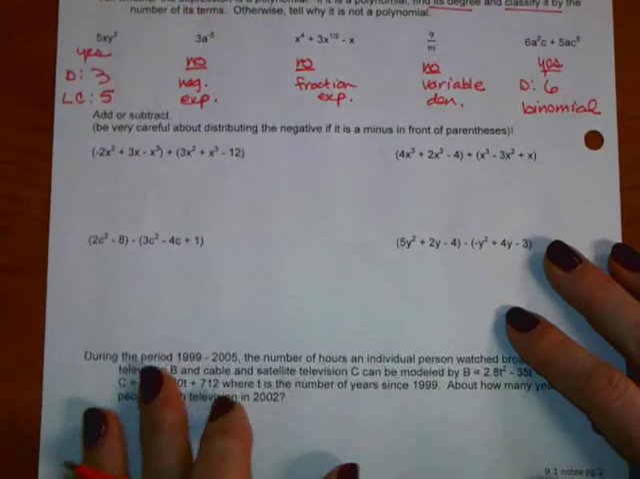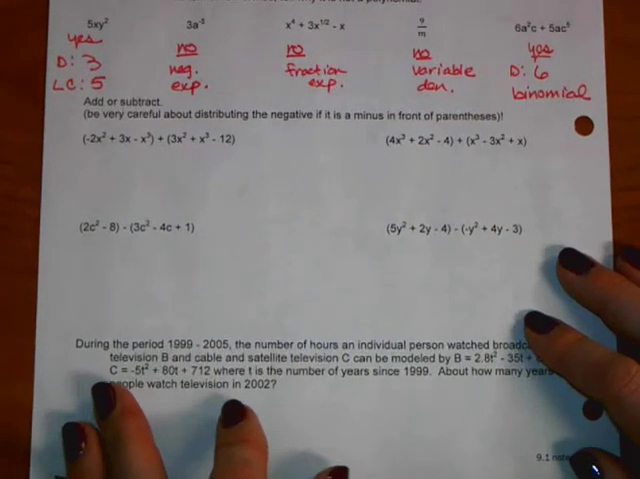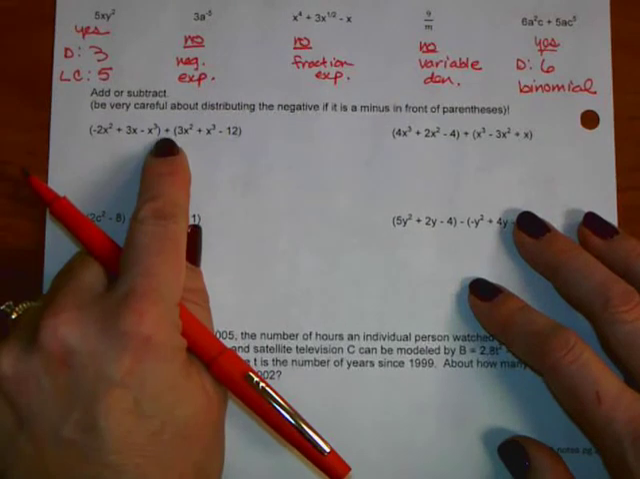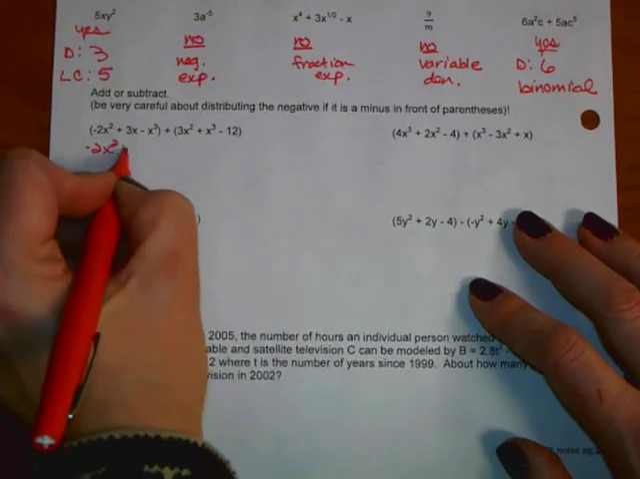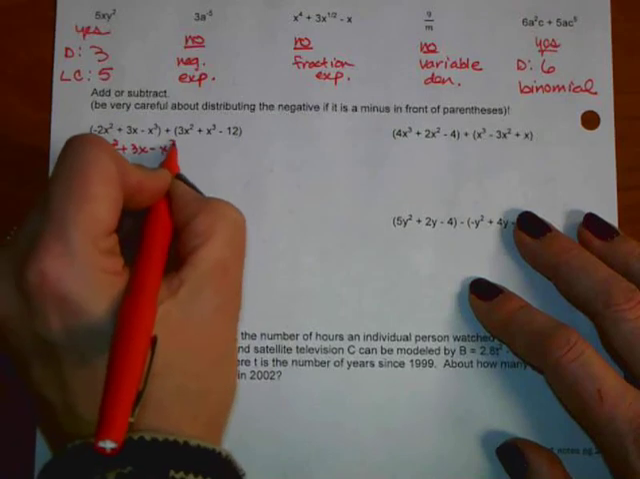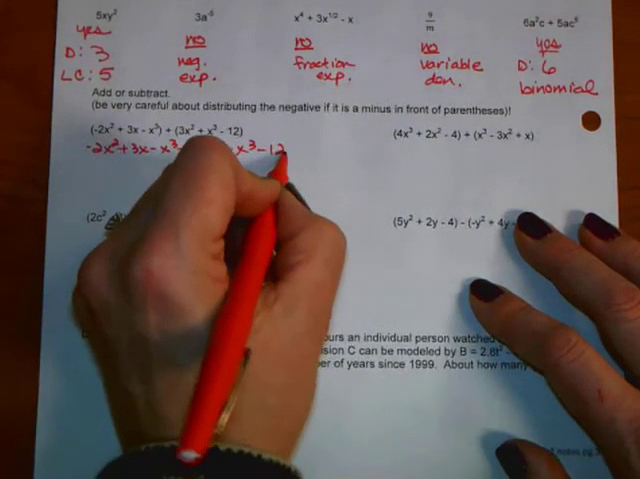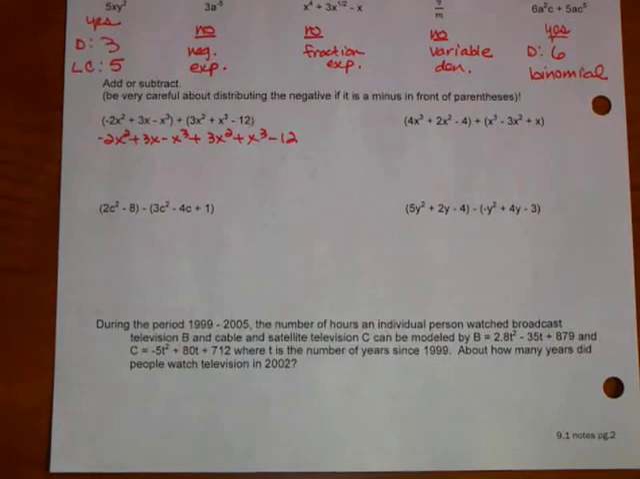Okay, couple more things we have to do. Add or subtract. Be very careful about distributing the negative if it is a minus in front of the parentheses. Here, it's not a minus, is it? We're just adding all these like terms. So I'm just going to write it without the parentheses because they're irrelevant here. I don't have to distribute anything. Now I got to combine like terms. Like terms have to have the same exponent value.